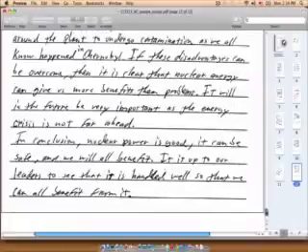In conclusion, nuclear power is good, it can be safe, and we will all benefit. It is up to our leaders to see that it is handled well so that we can all benefit from it. And so, you know, a little bit of repetition, a few spelling mistakes here and there, but overall the essay is much easier to read.